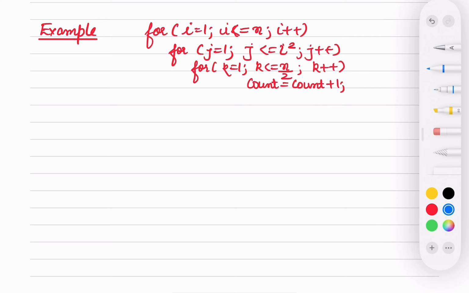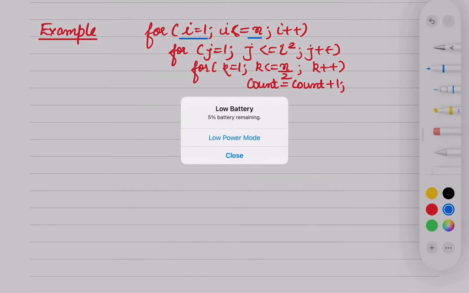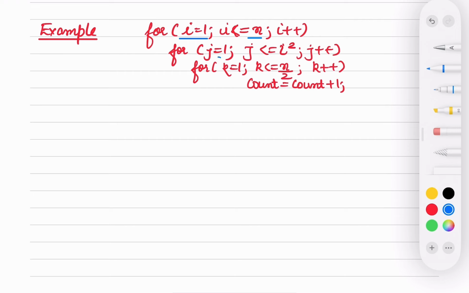Let's work out one more example where we have a for loop where i iterates from 1 to n, and the j loop which iterates from 1 to i square, and the k loop which iterates from 1 to n by 2 times, right? So the very basic fundamental of calculating time complexity is to identify the basic operation. And here, if you see, this basic operation is nothing but count equal to count plus 1, the increment of count. This is the basic operation of this algorithm.